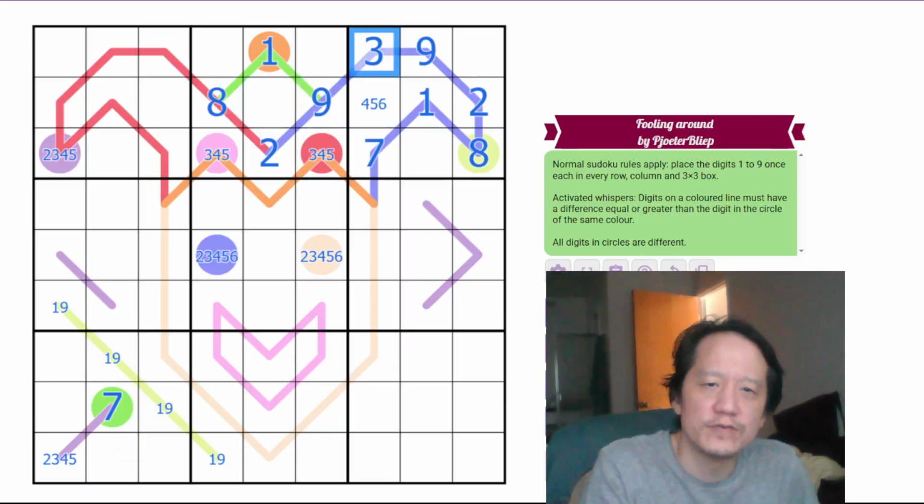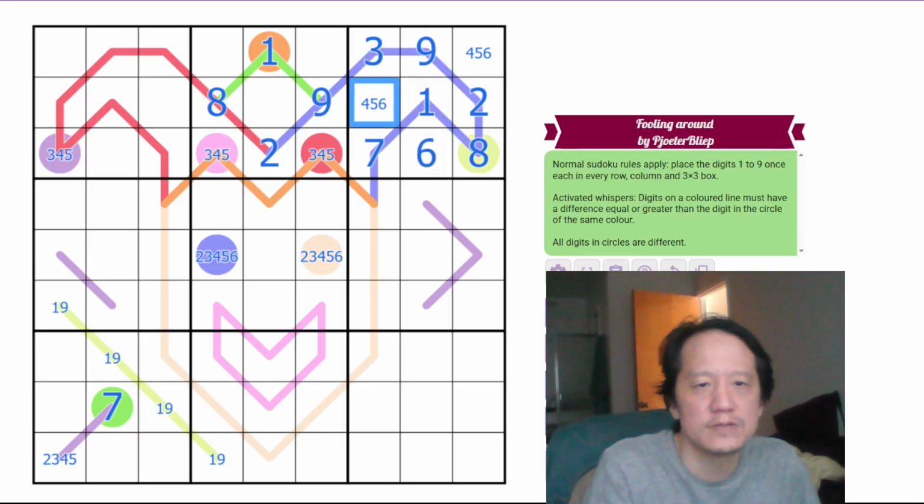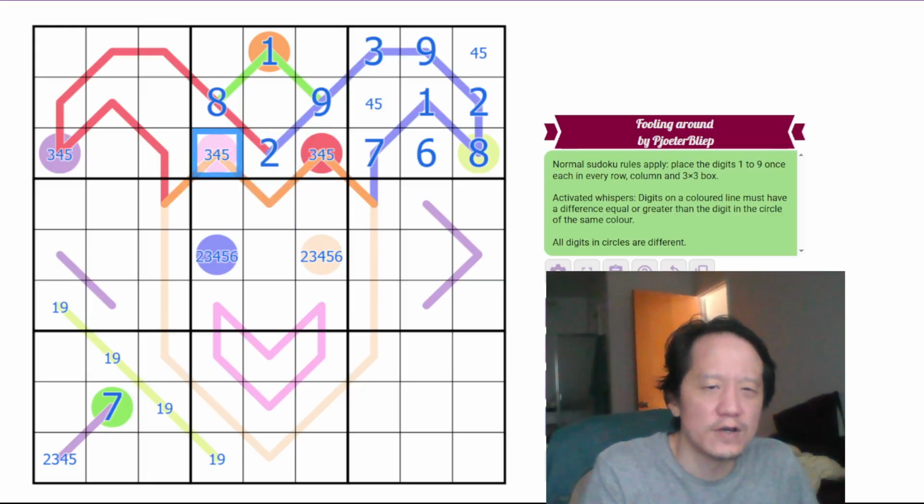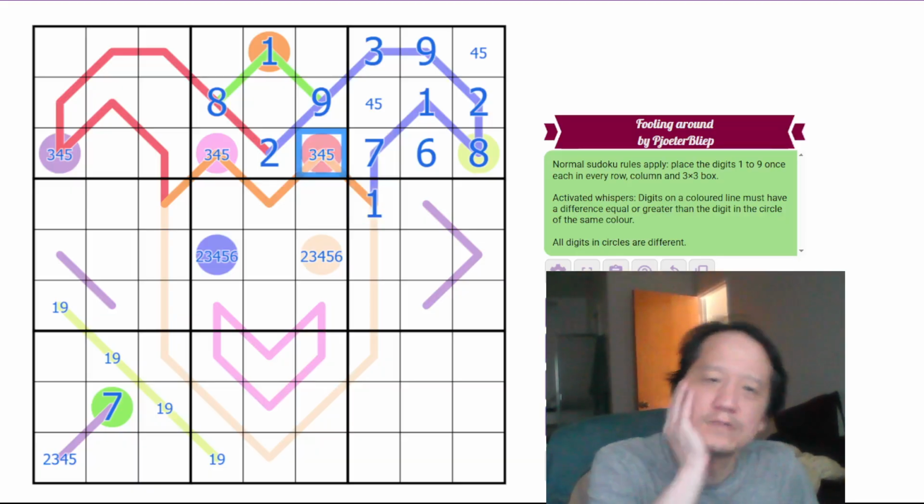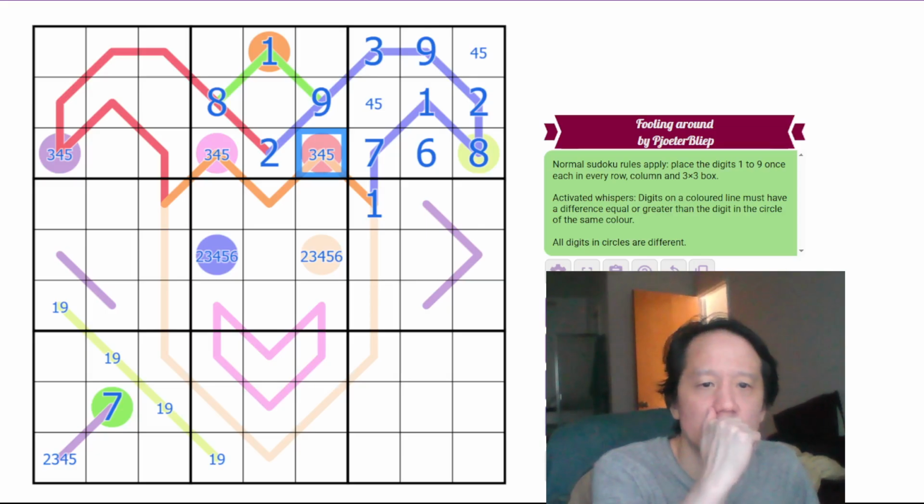This would be 4, 5, 6, 4, 5, 6, 4, 5, 6. This couldn't be 2 anymore. This 3, 4, 5 pair would eliminate 3, 4, and 5, so this would be 6, which means this can't be 6. This can't be 6. This is 3, 4, 5. 7 would have to be next to a 1. So this is 1.